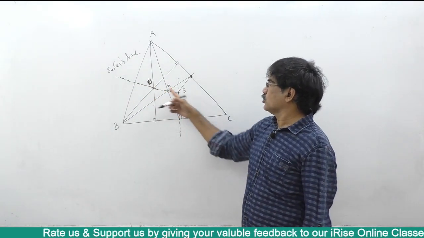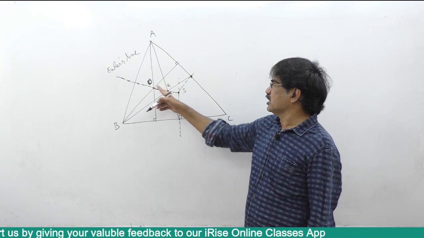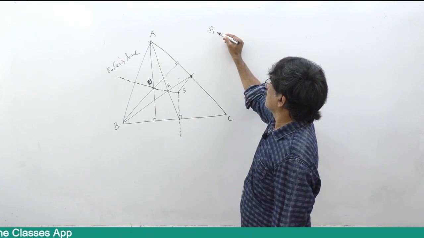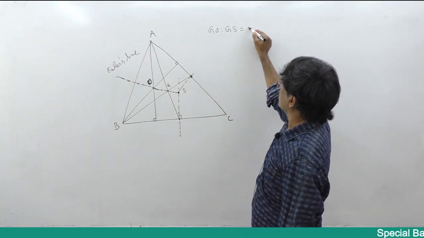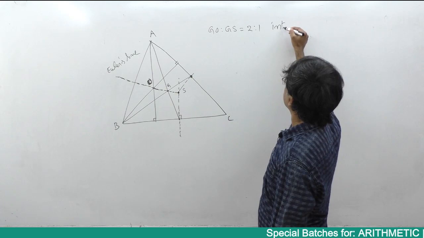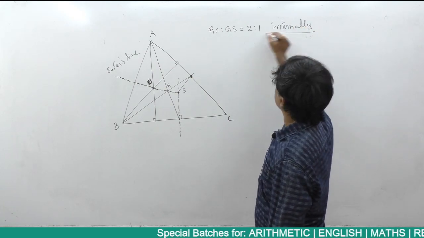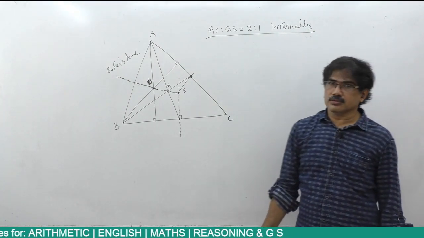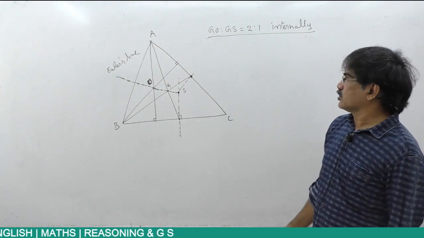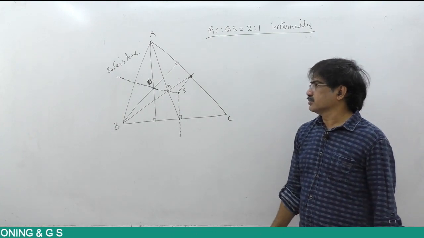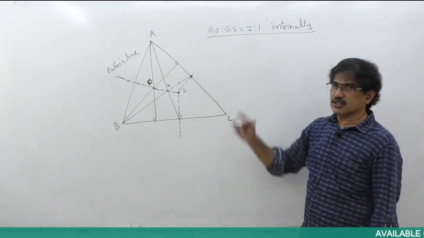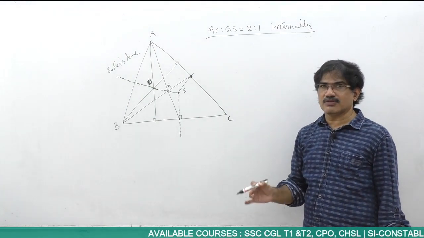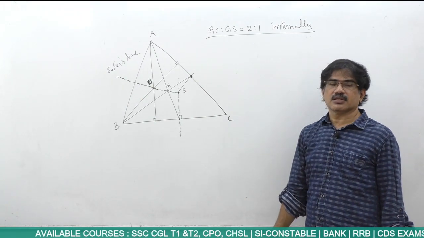They are always OGS collinear, and already I have given G divides OS in the ratio 2:1 internally. GO is to GS is equal to 2:1 internally. Actually, how to prove this? And this is one more important concept, see carefully, based on similar triangles.